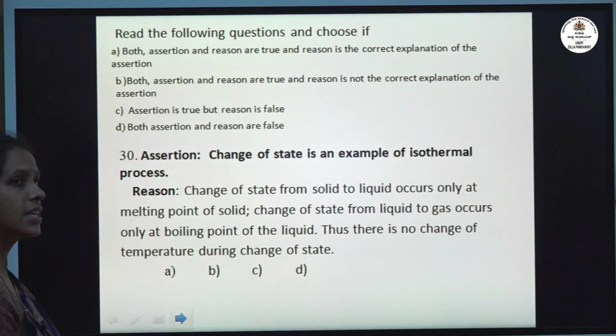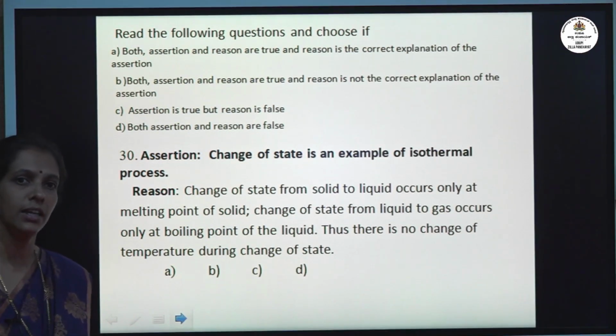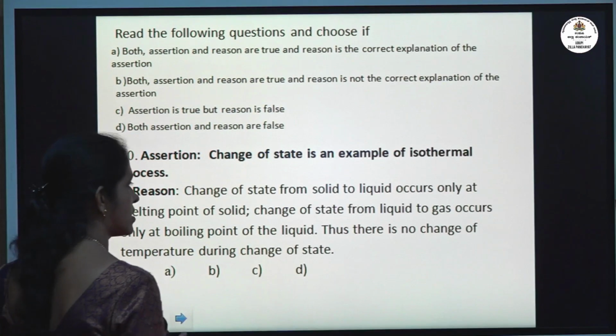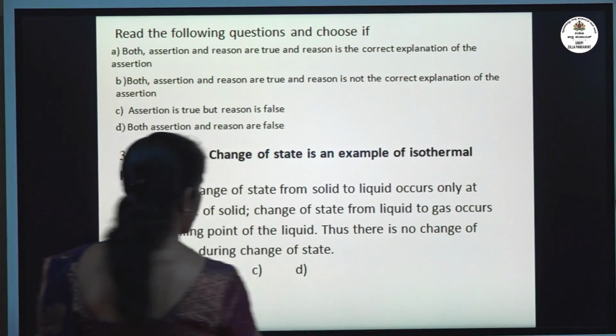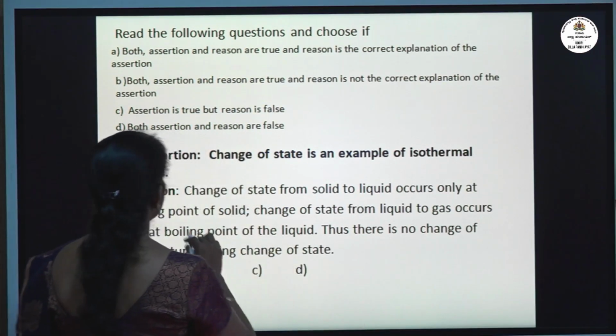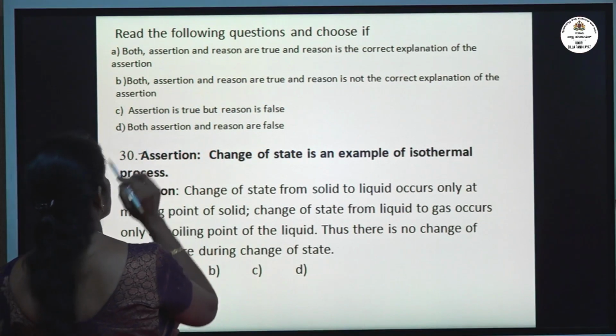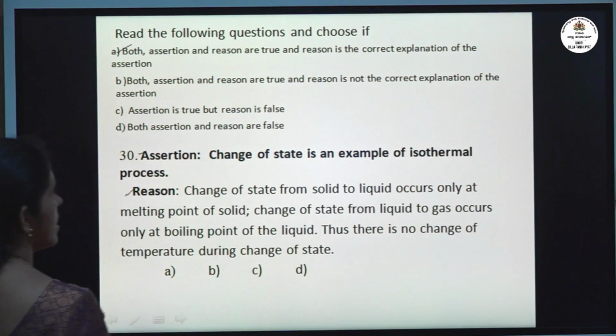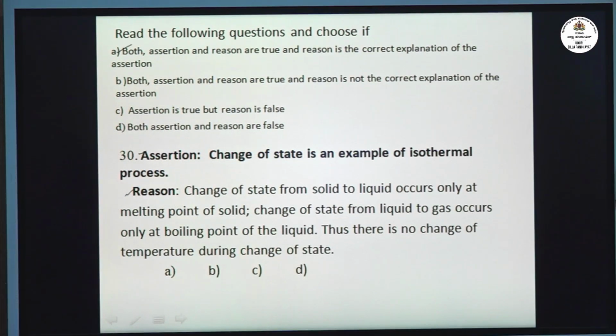At 100 degrees Celsius, temperature does not change while volume and pressure change. Pressure and volume change at constant temperature, that is isothermal process. Thus, there is no change of temperature during the change of state. This is also true. Therefore, option A is the right answer. Both assertion and reason are true, and reason is the correct explanation of assertion.